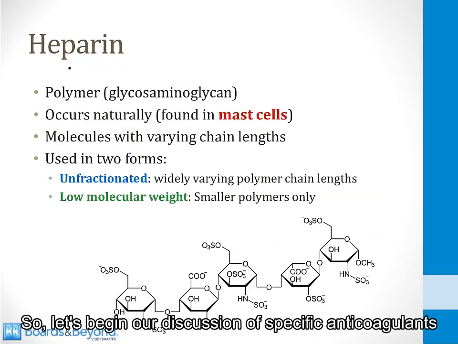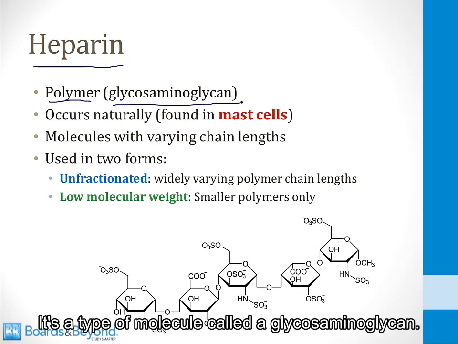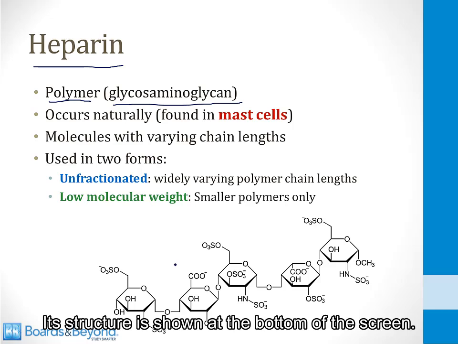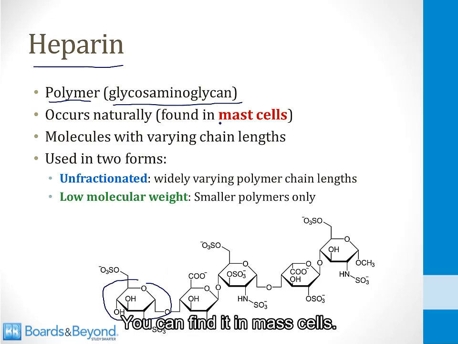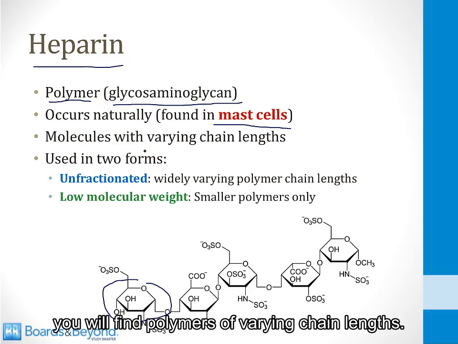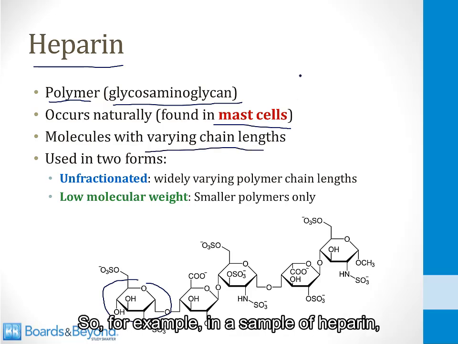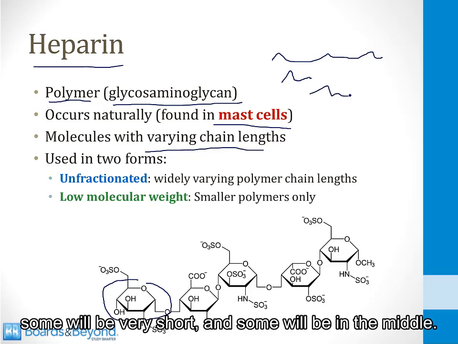So let's begin our discussion of specific anticoagulants by talking about heparin. Heparin is a polymer. It's a type of molecule called a glycosaminoglycan. Its structure is shown at the bottom of the screen. It's made up of repeating sugar units. It occurs naturally. You can find it in mast cells. And when you have a sample of heparin, you will find polymers of varying chain lengths. So for example, in a sample of heparin, some of the chains will be very long, some will be very short, and some will be in the middle.